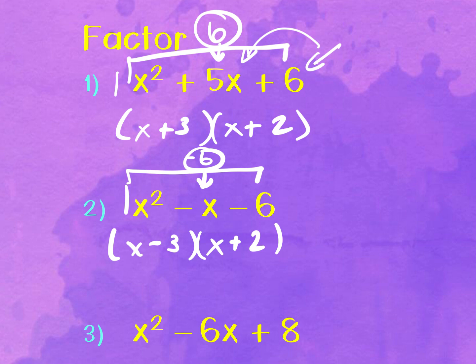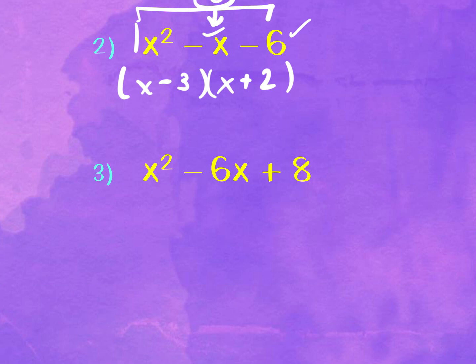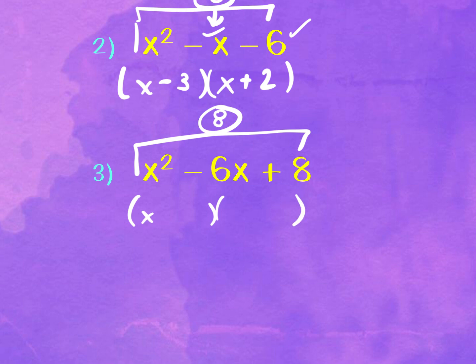Now check. What's -3 times +2? -6, good. What's -3 plus 2? -1, good. And again, you can always multiply back out. All right, a times c again. 1 times 8 now. What are the factors of 8 that multiply to give me 8, but add to give me -6? I have 1 and 8 and 2 and 4.